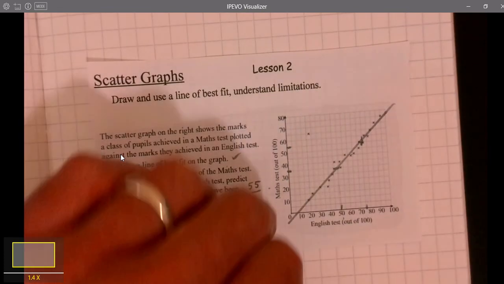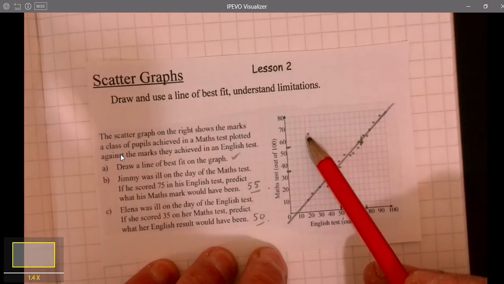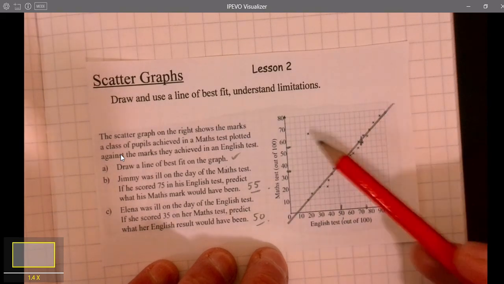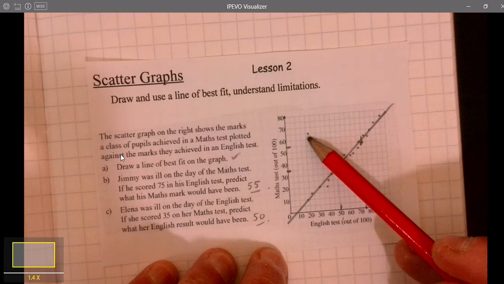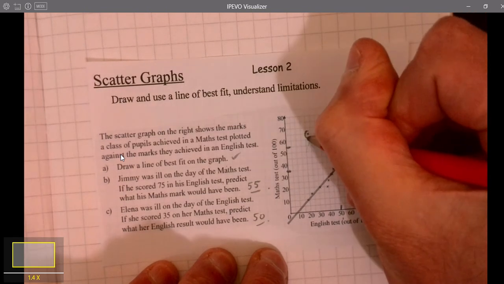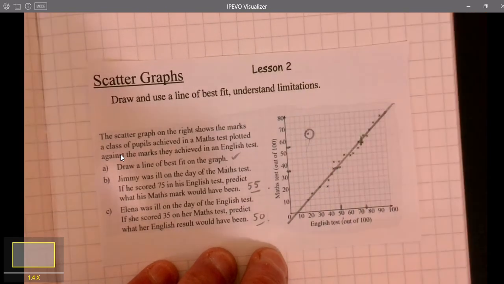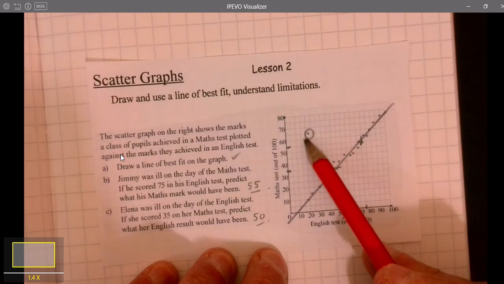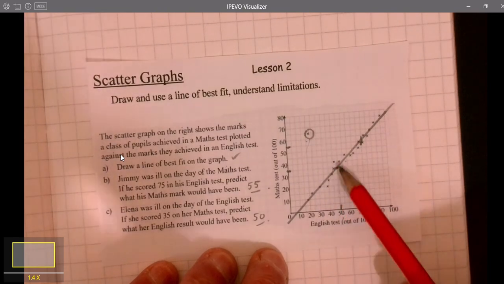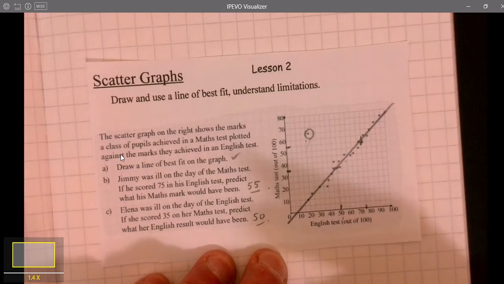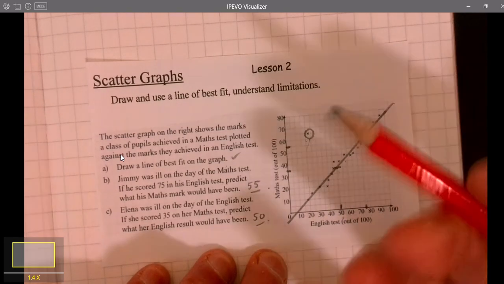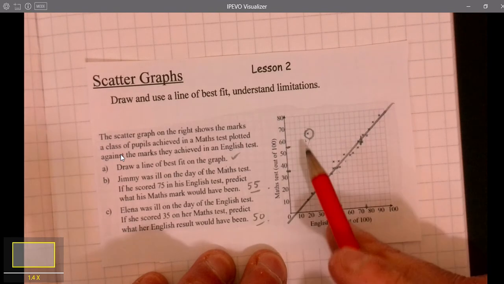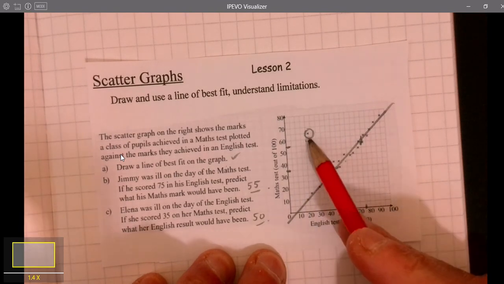Right, now, what do we think about this point over here? If you notice, when I drew the line, I ignored it. All right, this is what we call an outlier. It's a rogue value, just some odd value that's over here. Now there might be a reason for that. You might be asked within a question, can you identify the outlier? Can you identify the odd piece of data? Okay? If you're looking at the trend, this one bucks the trend.